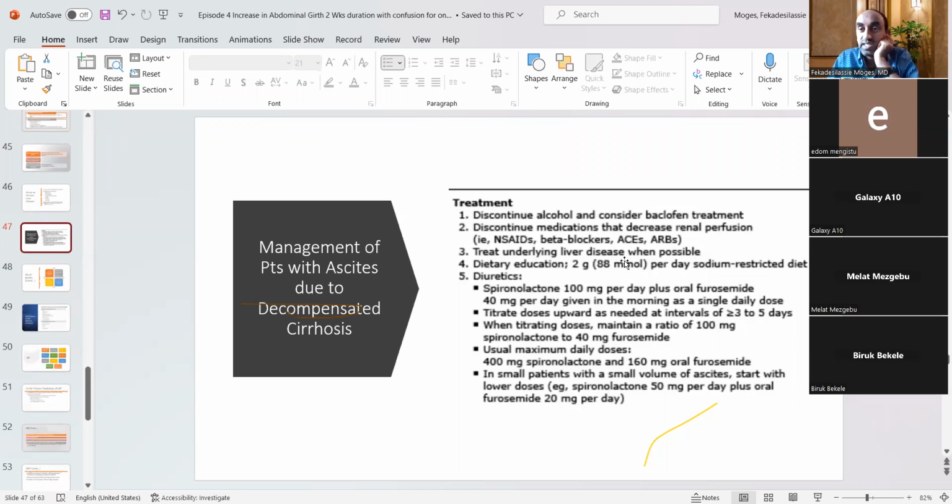And you have to treat the underlying disease whenever it is possible. If it is infection, address that one. If it is any other underlying medical condition, you have to treat it, and you have to titrate the dose of this spironolactone and furosemide depending on response. Read the rest of the statement.